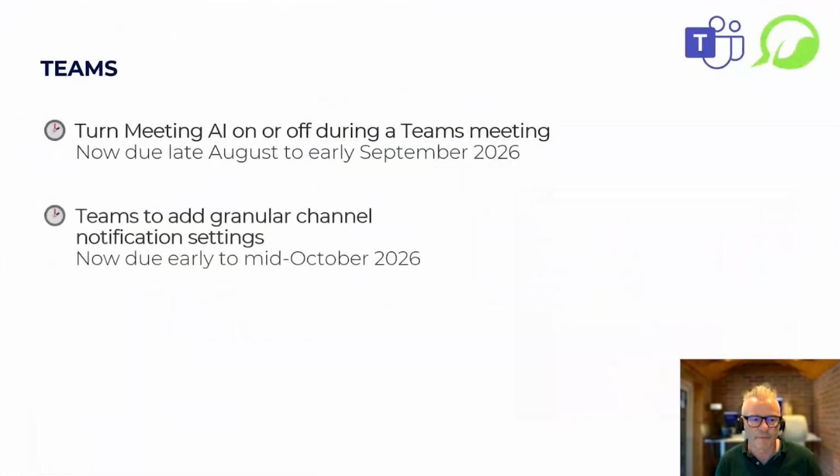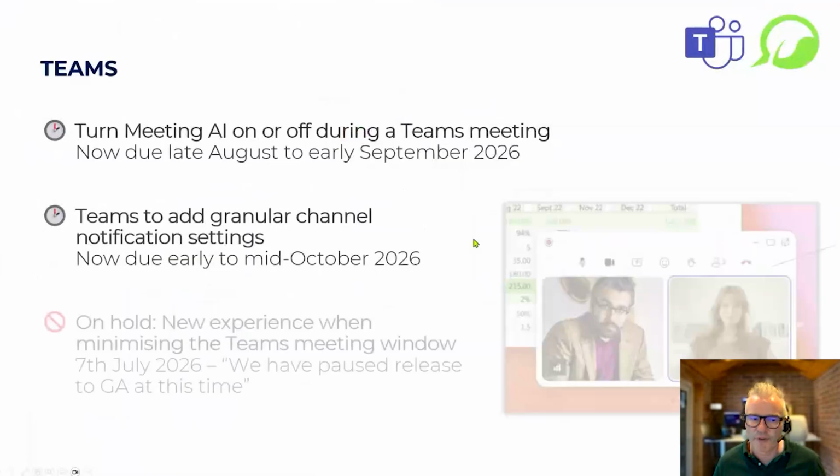Been pushed back to September. Teams to add granular channel notification settings. This has been pushed back quite a long way to mid-October. Remember I told you about this last month? And I had to read the notes because there are three different settings you could have. Each one you could fine tune five different things. You could then apply that to different channels and have it different in each channel. And you could also control your pop-ups. When I've got that, I'll probably revisit it with some screenshots, but there's no screenshots yet. But that's been pushed back. But I think that might be useful.